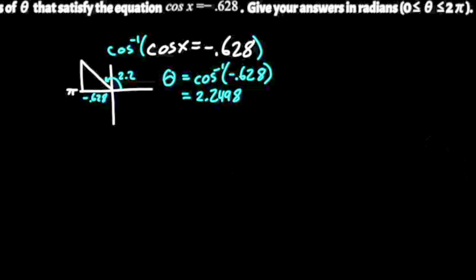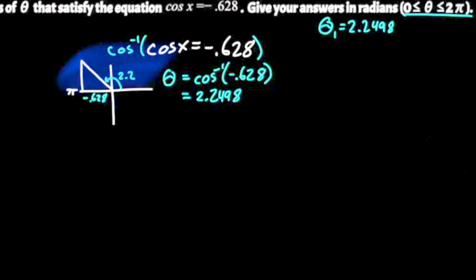so I'm just going to write 2.2. Now the good news is that answer is in the range from 0 to 2 pi. In the first example, the calculator's answer wasn't even in the range to begin with, so we had to do extra work to get both of our answers. But in this problem, one of the answers given from the calculator is in the range that we want. So right away, I'm going to say theta 1 equals 2.2498.